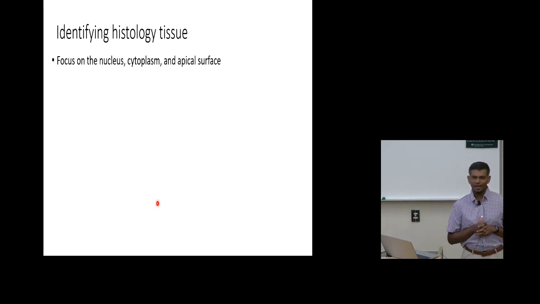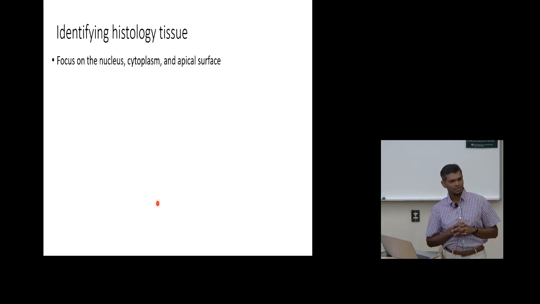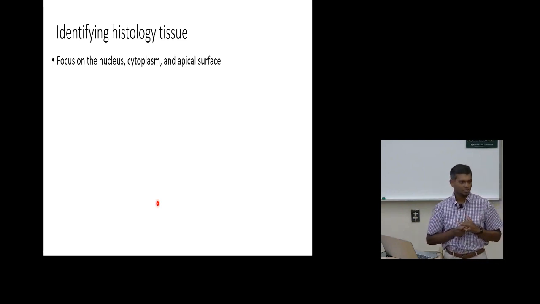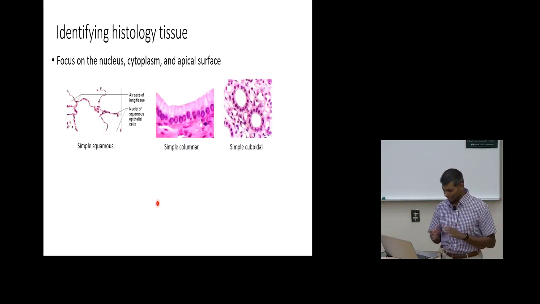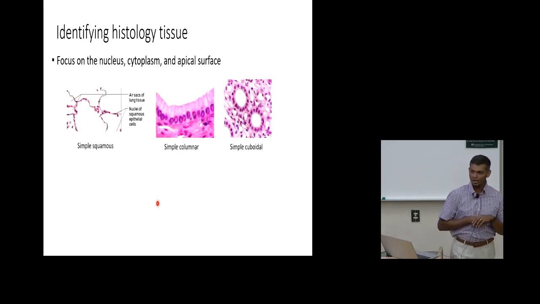So, I want to spend a few minutes talking about how you can answer questions based on histology in the future, right? So, there are three things I would tell you to look at whenever you have a histological slide. First is look at the nucleus. What is the shape of the nucleus? Is it flattened? Is it elongated? And then look at what is surrounding the nucleus. Can you see a bit of cytoplasm or not? And if the cytoplasm is sparse or if it's extensive, it's going to be helpful to know what tissue you're looking at. And also look at the apical surface as well.